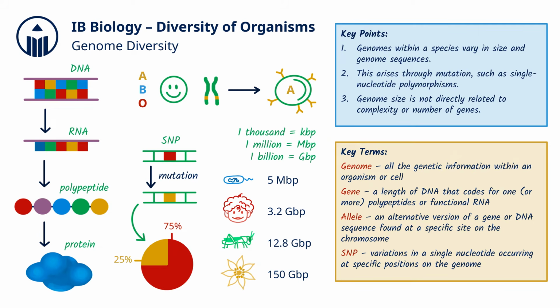The size of a genome is described using the number of base pairs. For example, the bacterial genome of E. coli is usually around 5 million base pairs. In contrast, the human genome is approximately 3 billion base pairs. We use the metric system to condense these numbers, as you can see here.